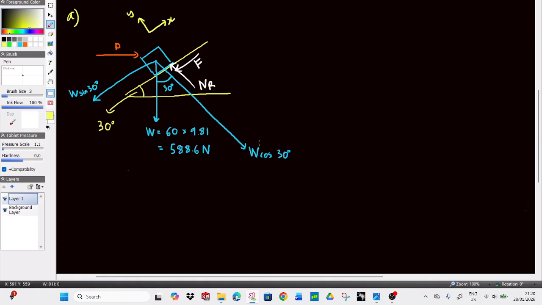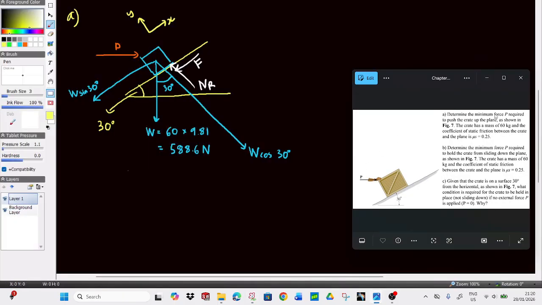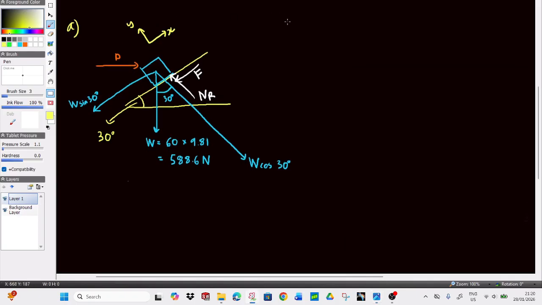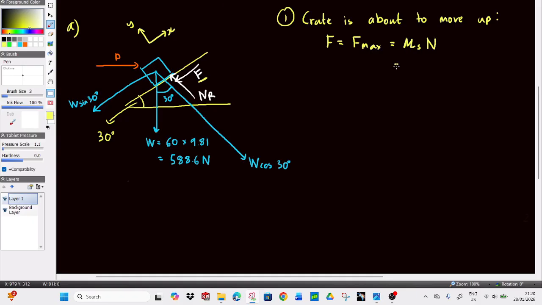One thing to note about this condition: because the question says the minimum force P required to push the crate up, it's saying that the crate is about to move up. So the frictional force that we have here is the maximum frictional force offered by the surface itself, which is equivalent to μsNR. We already know our μs is 0.25. I put NR, sorry, just to differentiate. So let's try to find this minimum force P.